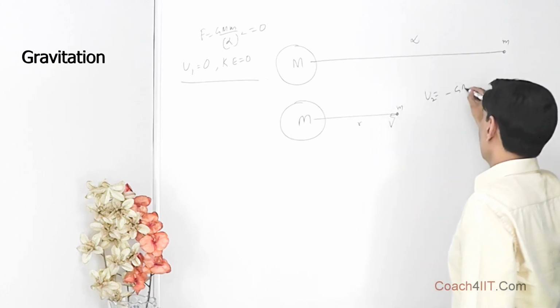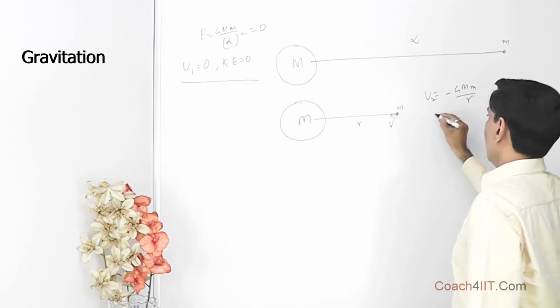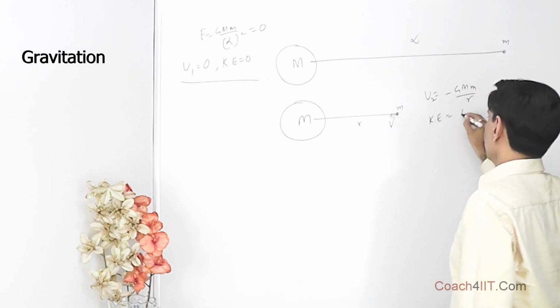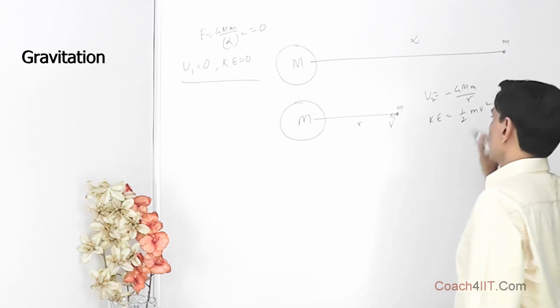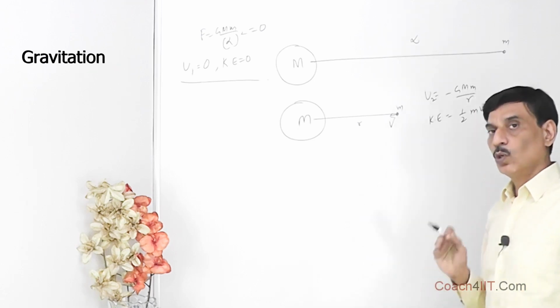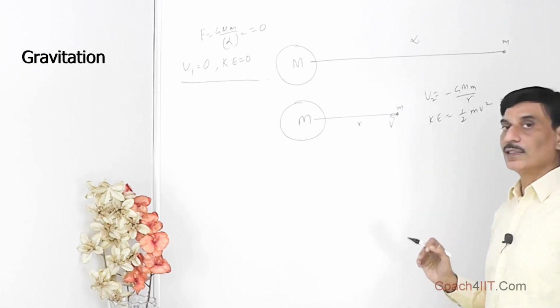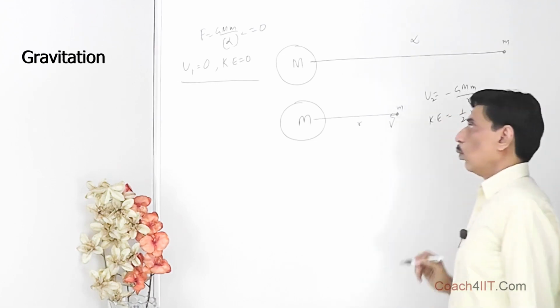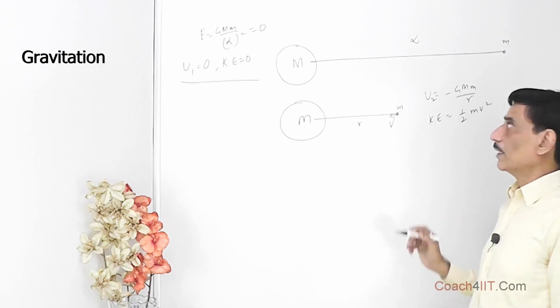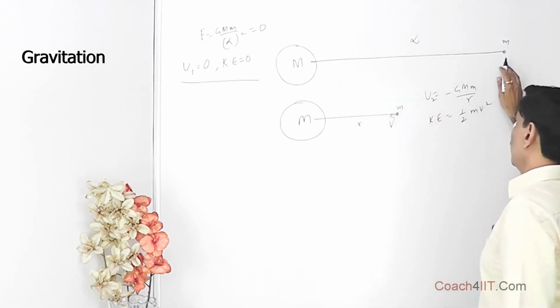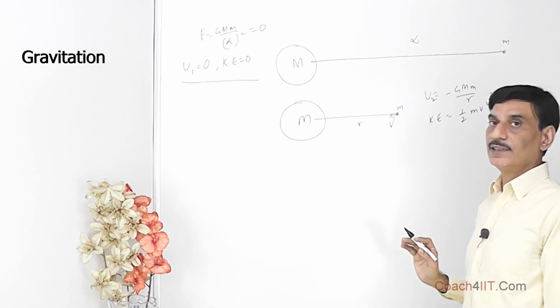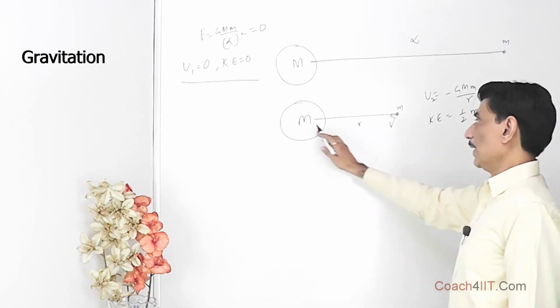So now what is the gravitational potential energy? For case 2 it is minus GMm upon r, and the kinetic energy is going to be half mv square. The point to note is no external force has done any work. So that's why we can use the conservation of mechanical energy principle. Whatever is the initial total mechanical energy when they were at infinite distance apart, the same total mechanical energy is going to be possessed by the system at this time also.